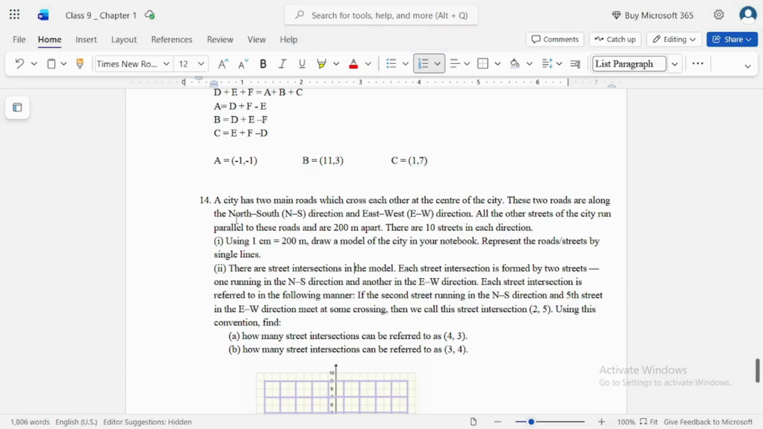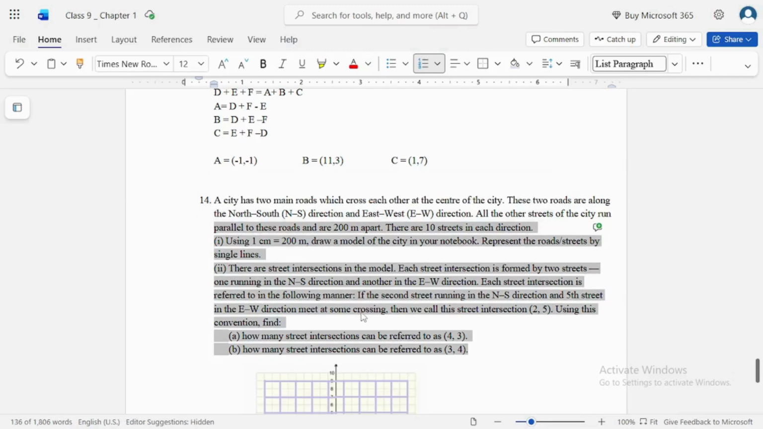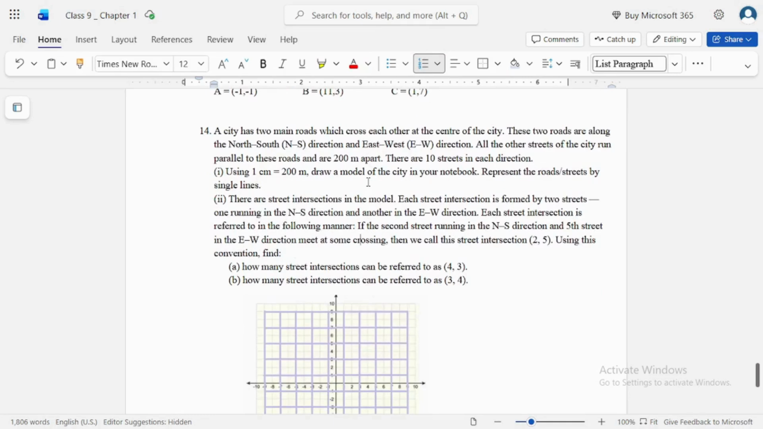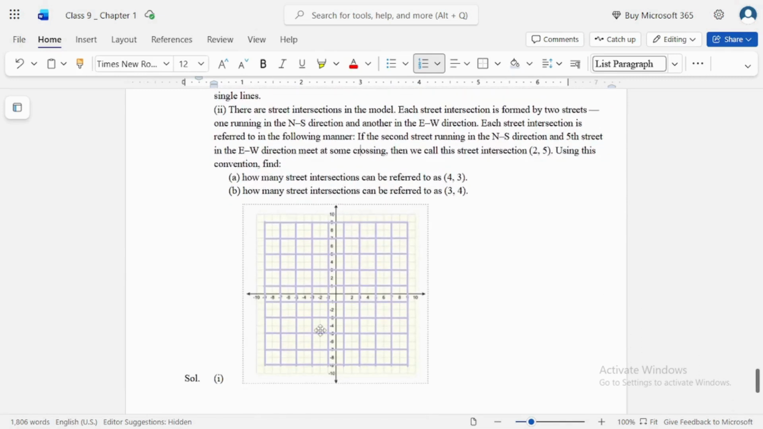Okay, let's quickly see question number 14. This is actually lengthy but very easy to answer. Basically, the first part is asking us to plot 10 streets in each direction, 10 in north-south and 10 in east-west. So that first part is already done.